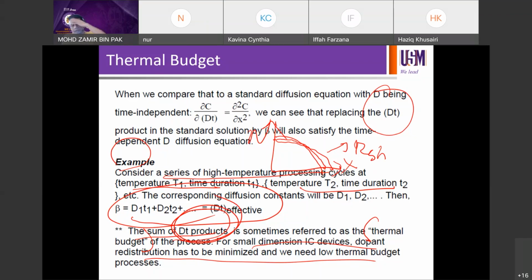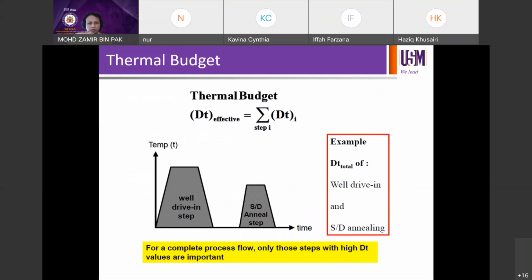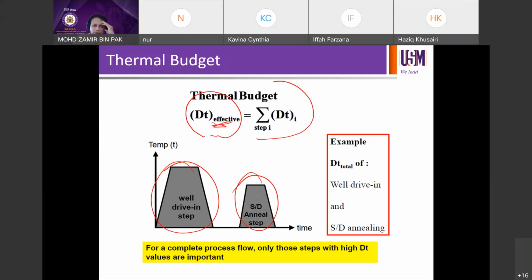Because later on you're going to learn about annealing, which will repair defects and repair the crystal lattice after ion implantation, for example. That requires high temperature processing that will inevitably impose accumulated DTs to your products. So, thermal budget summarized graphically, temperature against time: this is your driving step that you intend to impose on your device, but then you have to anneal in the next step. High temperature as well, so you impose another DT. That will alter the effective DT of your device due to this accumulated DT.